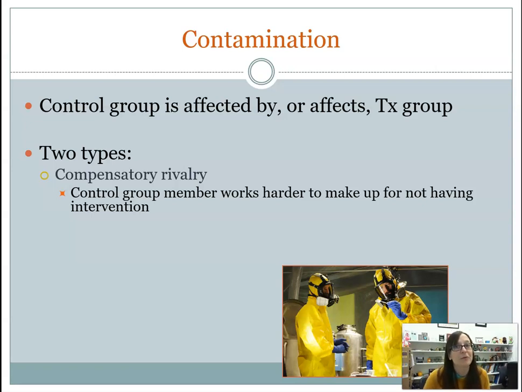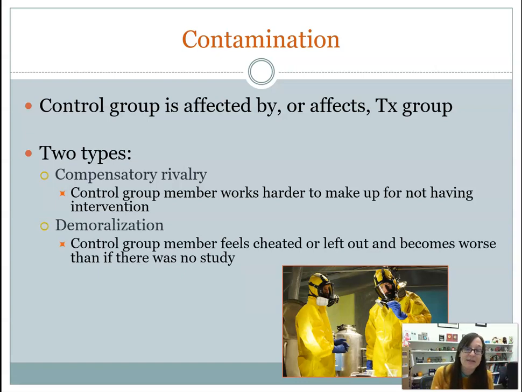So compensatory rivalry is a problem, because that means that they're going to specifically behave in a different way than they normally would, which isn't a good measure then of that control of what happens without the treatment.